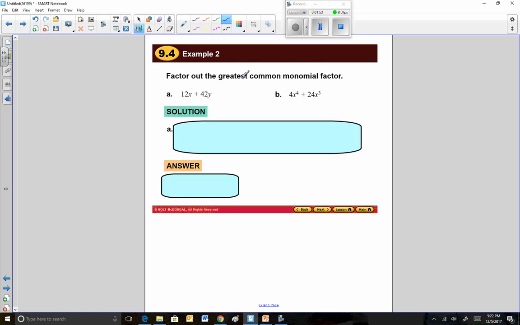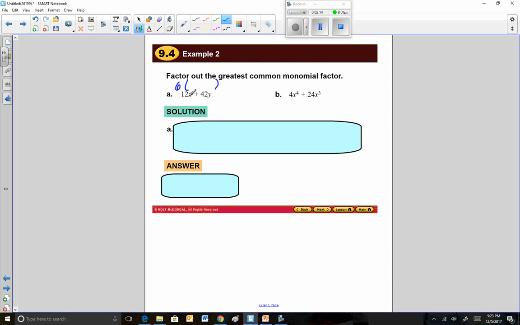Factor out the greatest common monomial. Take a look. We have 12x and we have 42y. 12 and 42. What's the highest number you can think of that will go into both 12 and 42? Well, if you said 6, you are correct. So, 6. And we set ourselves up in parentheses.